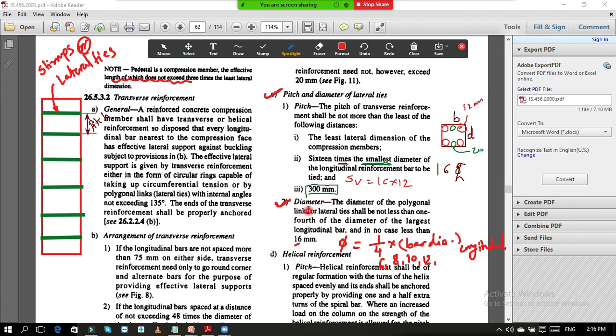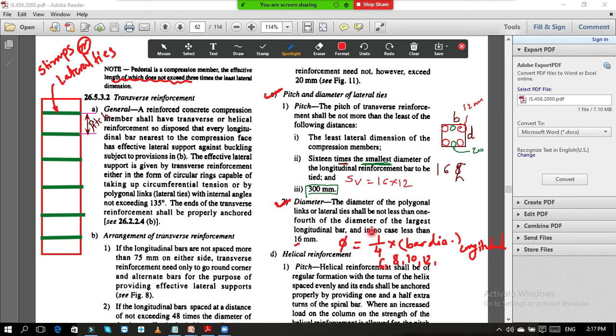Now we have to fix the diameter for lateral links. Which is maximum, 12 or 20? 20 is maximum. So we will divide this 20 by 4, 1/4 they have told us. So 20 by 4, what is the answer? 5. But in practice 5 mm bars are not used, so we can round up that 5 to 6. We can take 6 mm bar diameter, or we can go for 8 mm bar diameter. So in this way we have to provide the transverse reinforcement for the column.